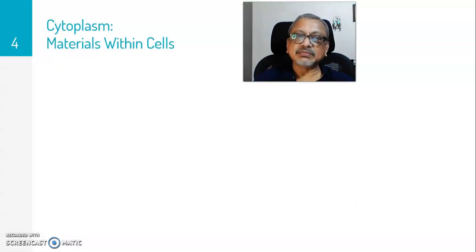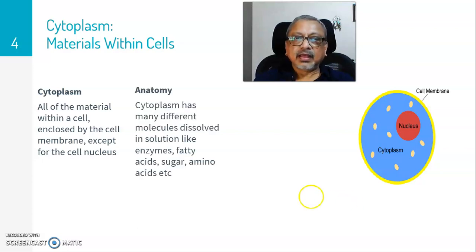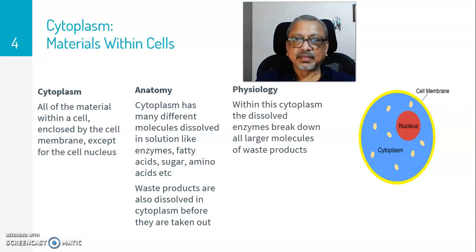Now cytoplasm contains the materials within the cell. Except the nucleus, all materials within the cell are known as the cytoplasm. Cytoplasm has many different molecules dissolved in the solution, like enzymes, fatty acids, sugar as well as amino acids. Waste products are also dissolved in the cytoplasm before they are broken down and removed from the cell.